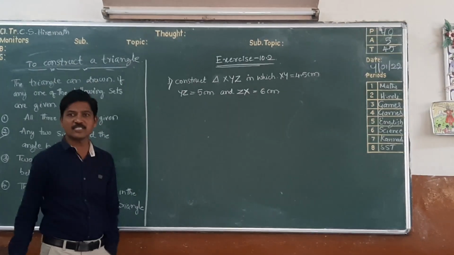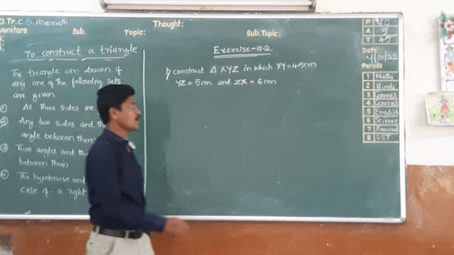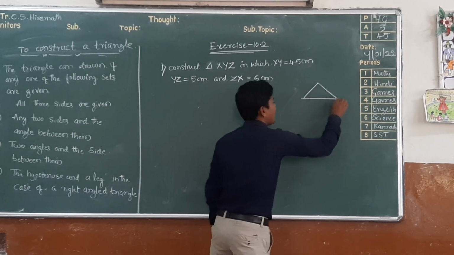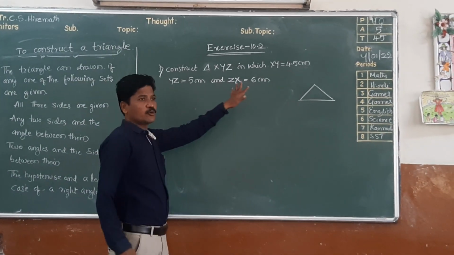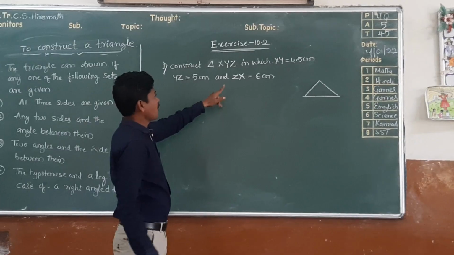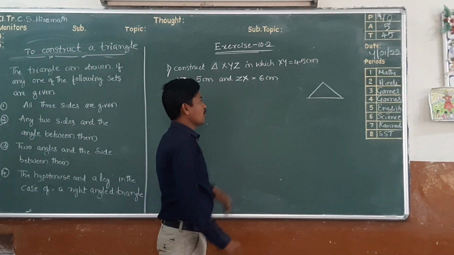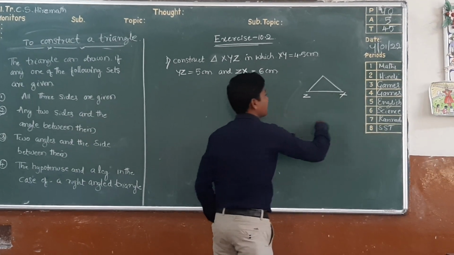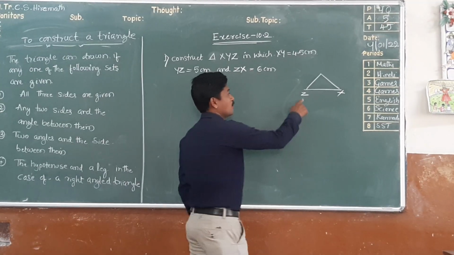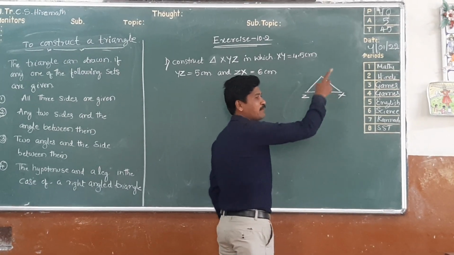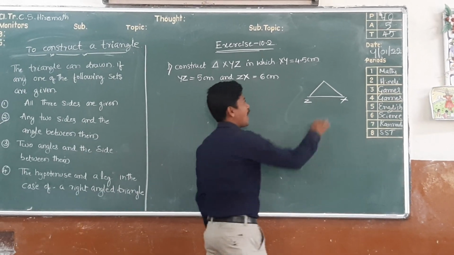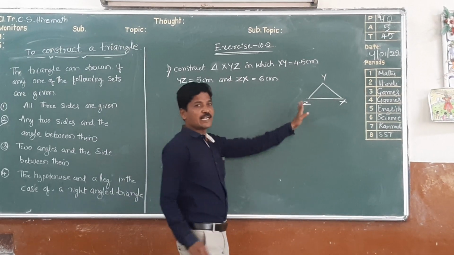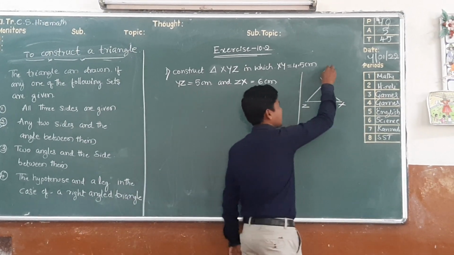So what is the first thing we need to do? We need to draw a diagram. To make it easy, the long side we have to draw as the base, that is ZX. So what remains again? Z is here, X is here. One more point is Y. So this answer will be Y. Then in the rough, it is a rough sketch. It is not constructed, it is rough.